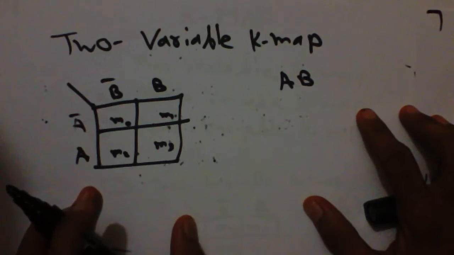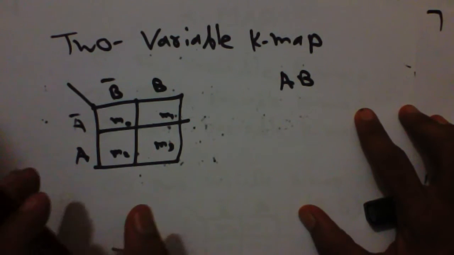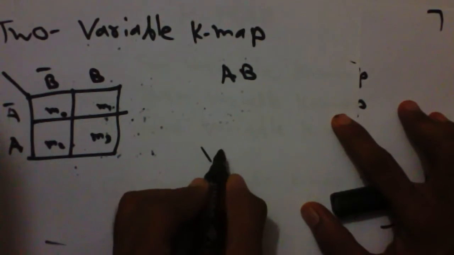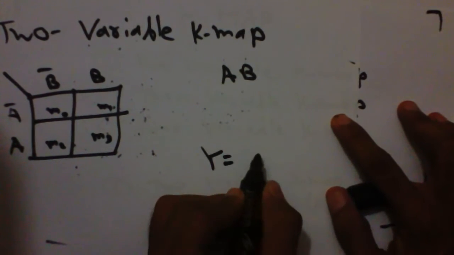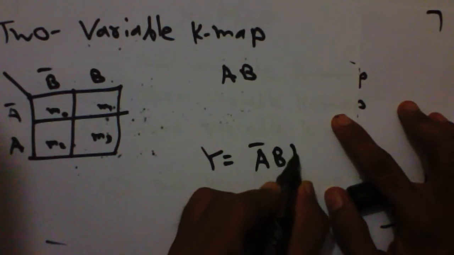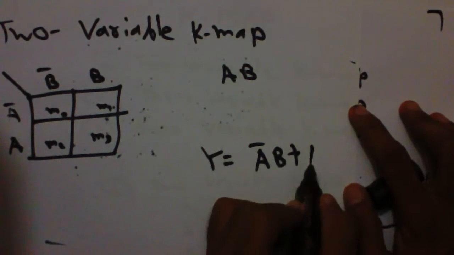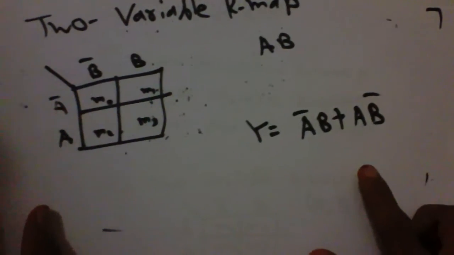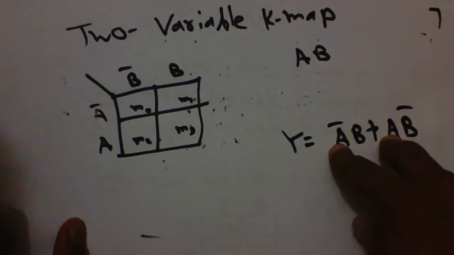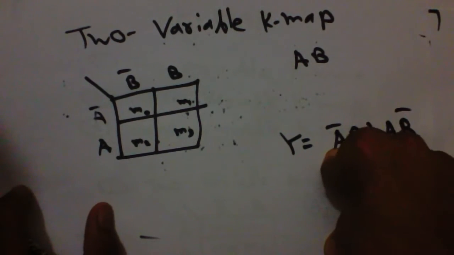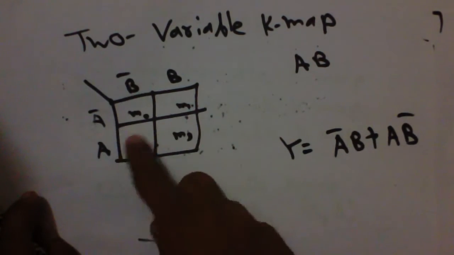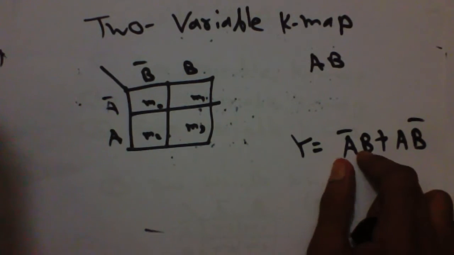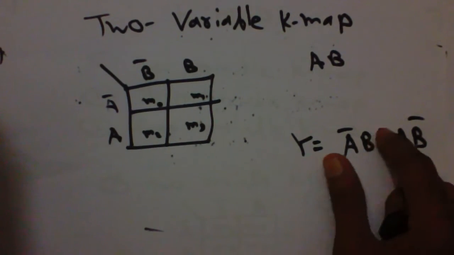How to design and represent an equation in this two variable K-map. Suppose we have the equation y is equal to A bar B plus A B bar. So we have to denote this equation in this K-map. So let's see the first term, A bar B.